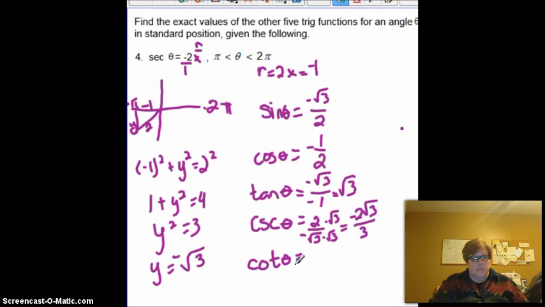And then cotangent theta, we're going to do the reciprocal of tangent, so that's going to give us negative 1 over negative square root of 3. So we multiply by the square root of 3, and we get negative over negative is positive, square root of 3 over 3. All right, so that's how you use your trig functions.